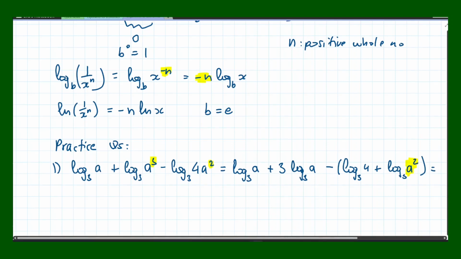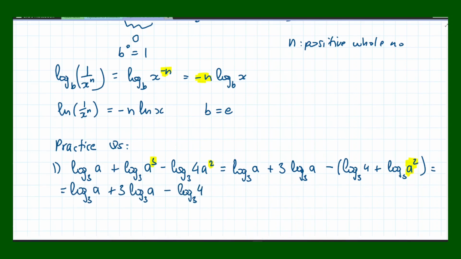Okay, so keep going. I've got log 3a plus 3 times log 3a minus log 3 4. And when I'm applying the negative sign, I have to apply that to everything inside the bracket. So minus log 3, 3a squared as well. Okay, so I've got 1 log 3a plus 3 log 3a. That means 4 log 3a in total, minus log base 3, 4.